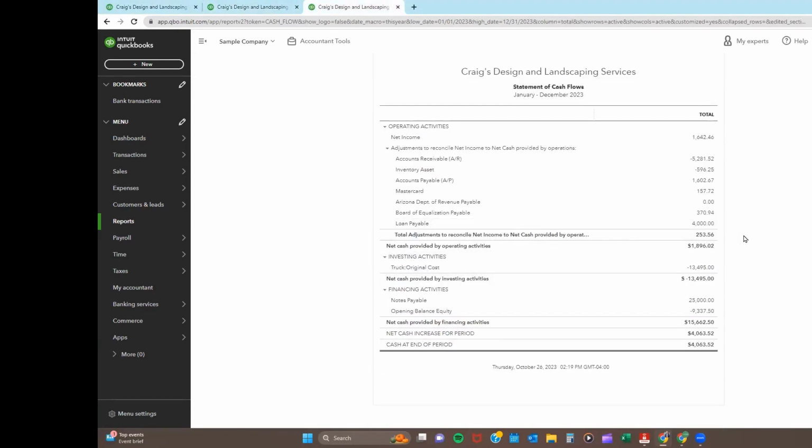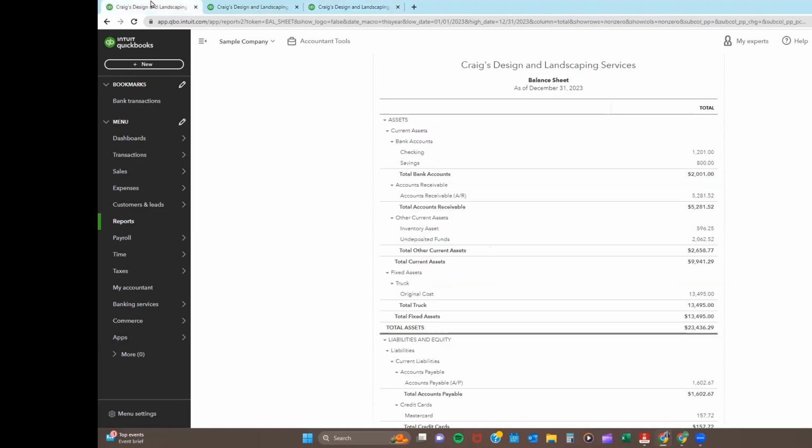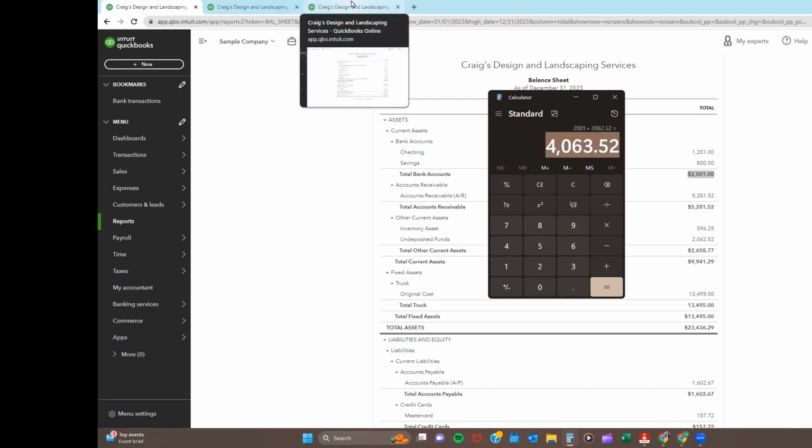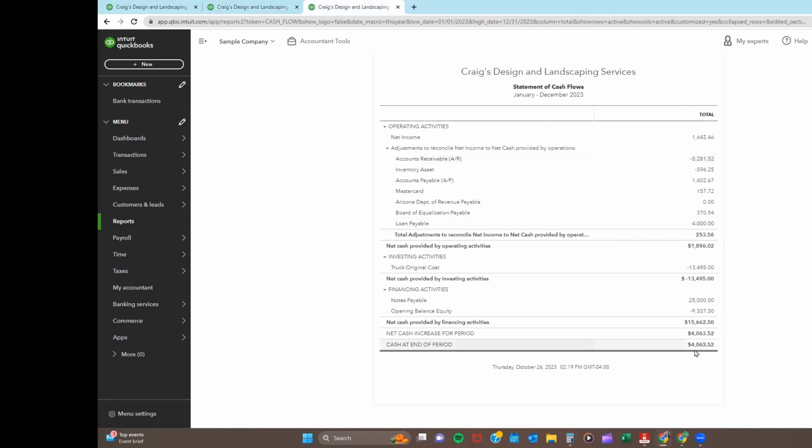Wow, looks like Craig is, oh, it actually is. It is his cash, because we need to grab our calculator. Let's bring it over here. It's going to be our $2,000 plus our undeposited funds, right? There we go. 4,063.52. Oof, thank God. So that's what we got here.